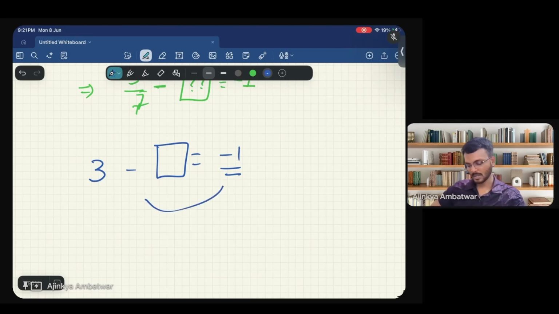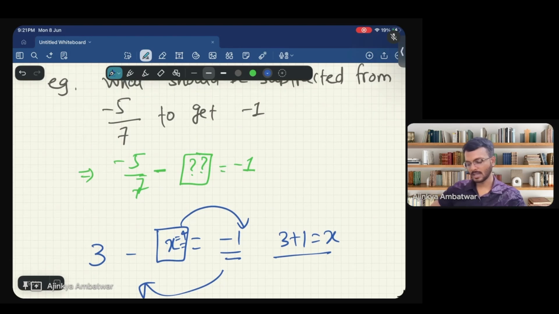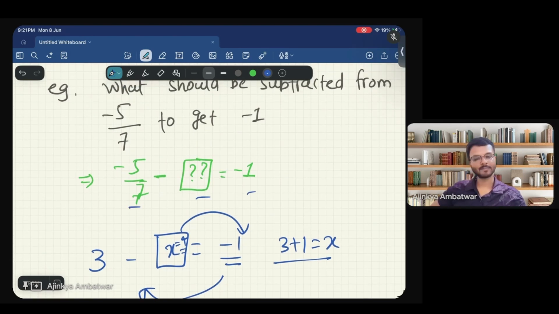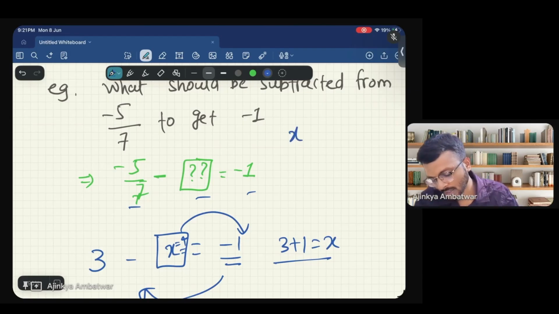Very good. So minus 1 this side. Let's assume this is x. So this x this side. So it will become 3 plus 1 equal to x. So x is 4. So this guy is equal to 4. Good. Now can we do the same here? 2 by 7. That's how you should solve it. Very good. So the answer is 2 by 7.